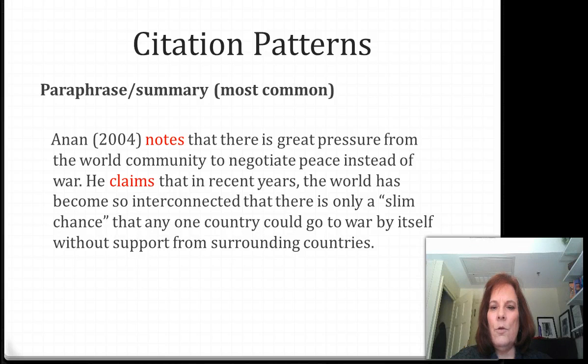Notes that there is great pressure from the world community to negotiate peace instead of war. He claims that in recent years, the world has become so interconnected that there is only a "slim chance" that any one country could go to war by itself without support from surrounding countries. So you notice that most of this is a paraphrase, but there's two words, slim chance. I don't want to paraphrase that. I want to show this is really what Anand said, and it's kind of a special phrase. So I quote just those two words, put just those in quotes, and then I paraphrase the rest. In some documentation styles, you also need the page number because you've got a direct quote, but notice that most of this is a summary paraphrase, not a quotation.